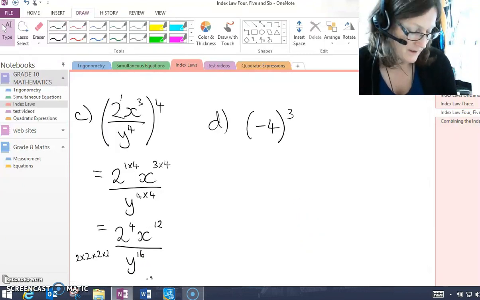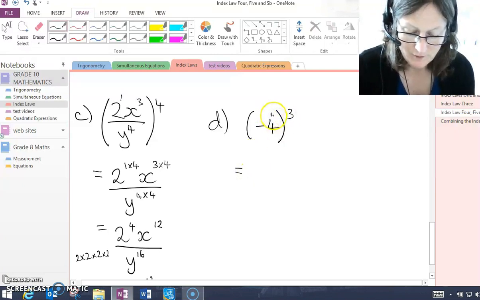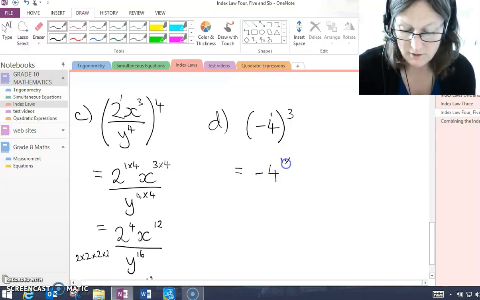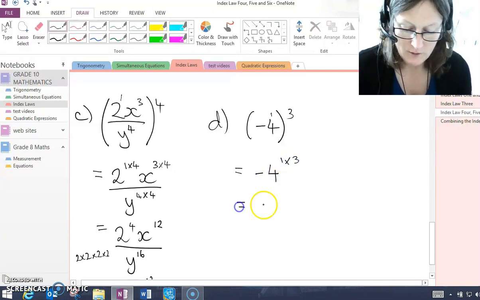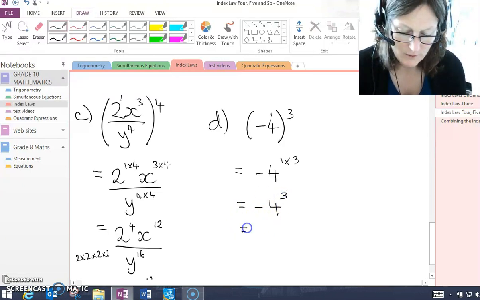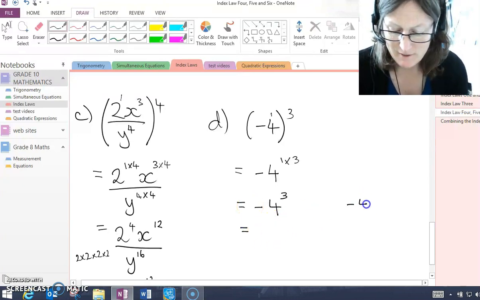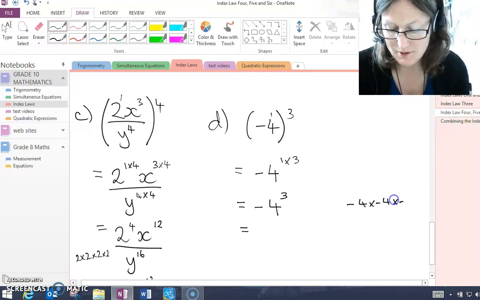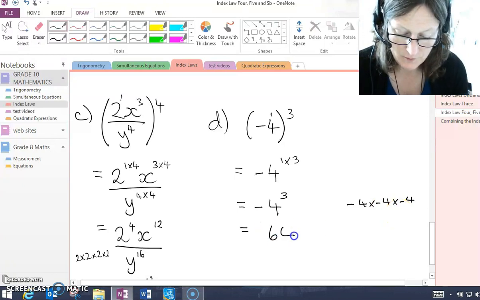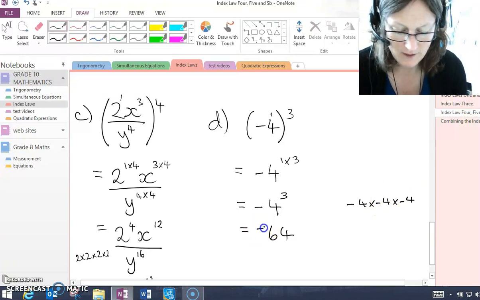Okay, one last example to look at. We put a 1 there. So it's negative 4 to the 1 times 3. So it is negative 4 to the power of 3. From there, we say, okay, that means, in fact, negative 4 times negative 4 times negative 4. 4 times 4 times 4 is 64. And negative times by a negative is a positive, times by another negative is a negative.